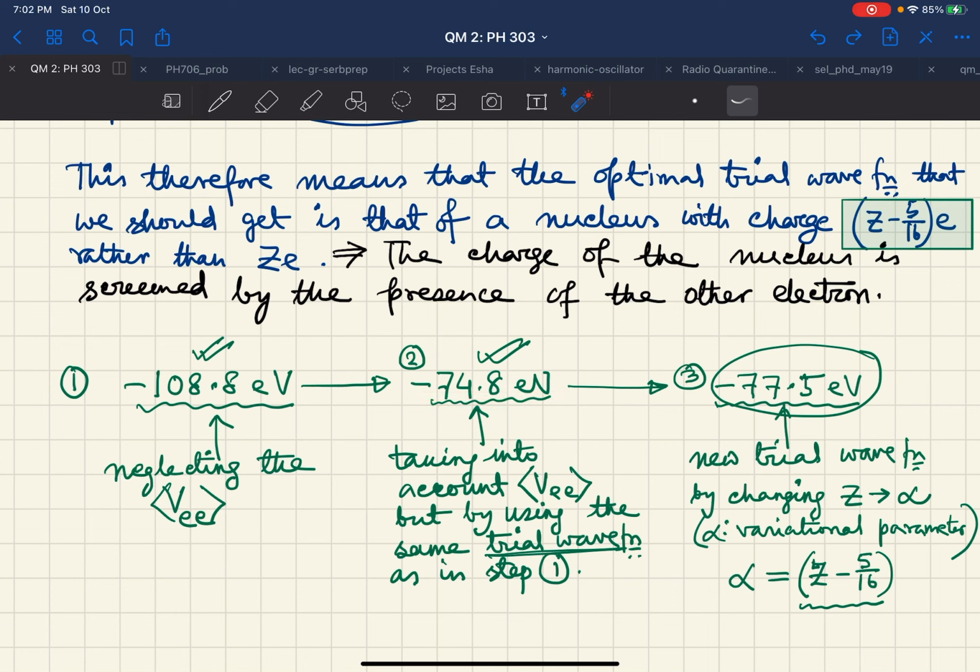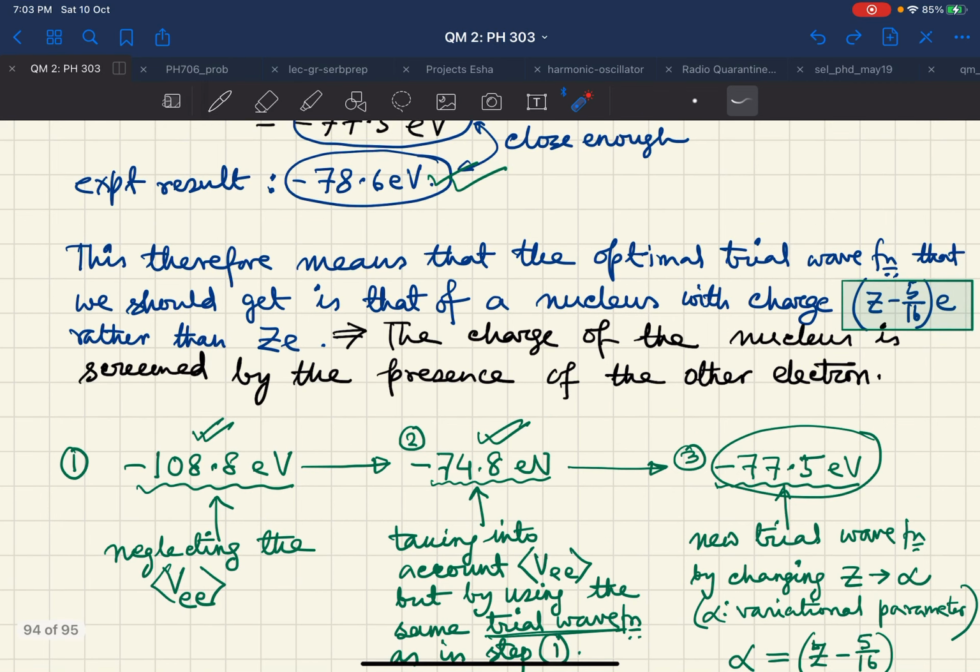But finally, we used a completely different trial wave function, different in the sense that we did not do anything complicated. We just simply replaced the Z in the trial wave function by alpha and said that now alpha is my parameter which we can vary in order to obtain the bound on the ground state. By doing this we got an amazing result. We came very close to the ground state energy of helium found experimentally. The experimental ground state energy of helium was minus 78.6 electron volt, and we obtained minus 77.5 electron volt.